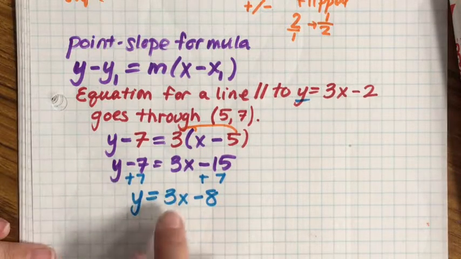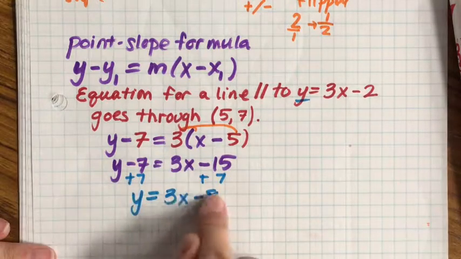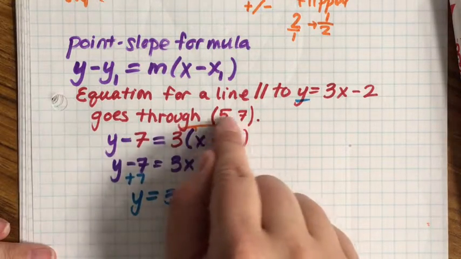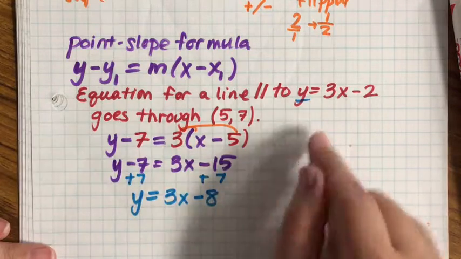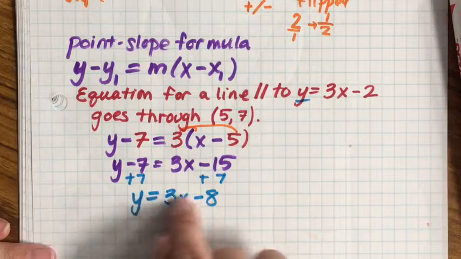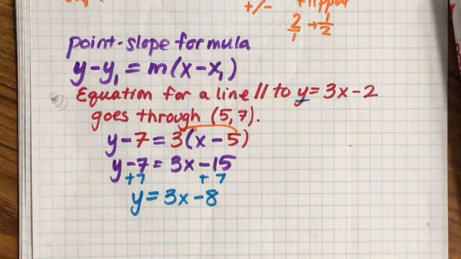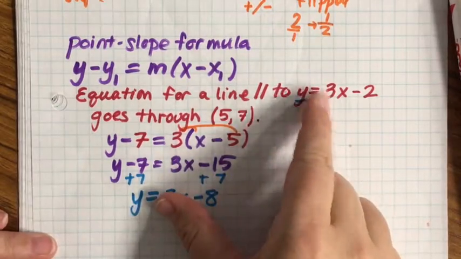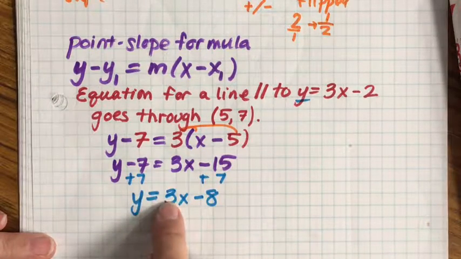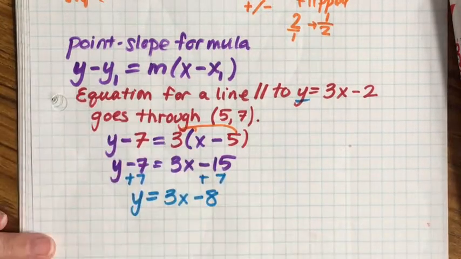There was a question: only this line passes through 5, 7, but this line will pass through that point, and this line will be parallel to that line. Like these two lines are parallel, and this line goes through that point. That's what we're doing, because the slopes are the same. And if you were to put in 5 for x here, you'd get 15, right? And 15 minus 8 is 7. So we know that it fits there.